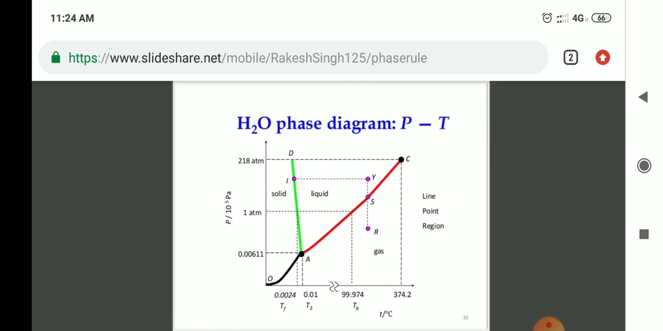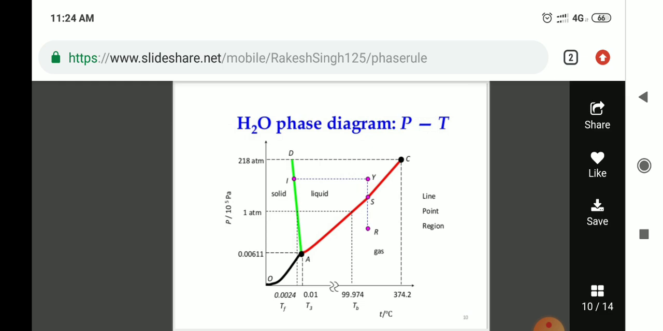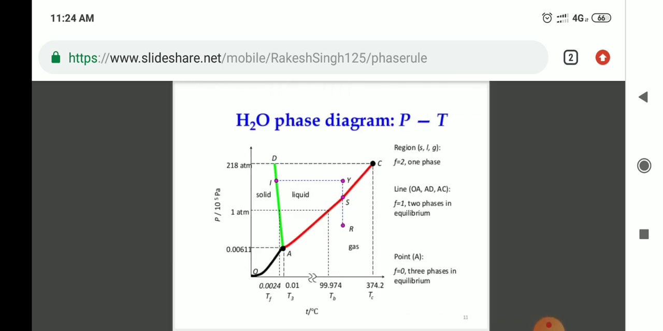Next is the water phase diagram, with pressure and temperature. Pressure goes from 1 atmosphere to 218 atmospheres, and the temperatures are marked, with T3 the triple point and TB the boiling temperature, along with freezing and melting. Along the lines and at the point in the diagram, there are still three phases: solid, liquid and gas, and the processes are boiling, freezing and melting. This is the water phase diagram.